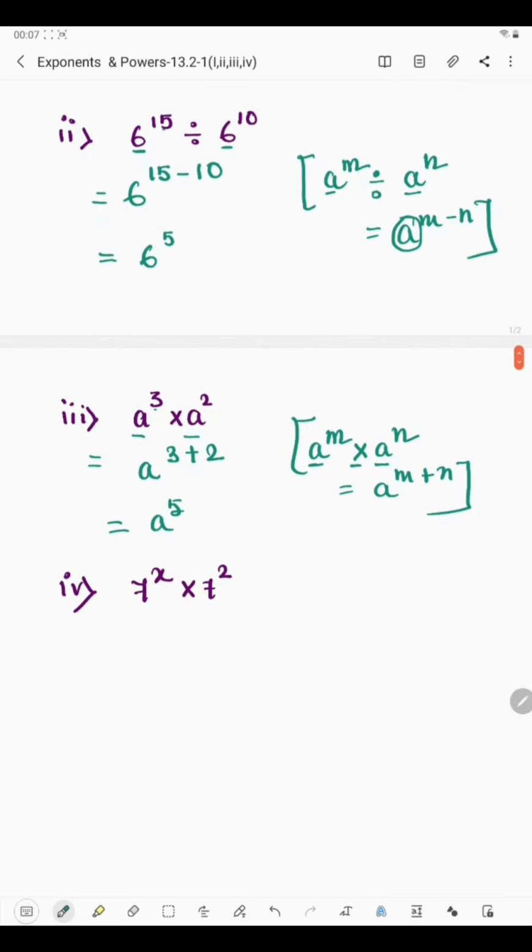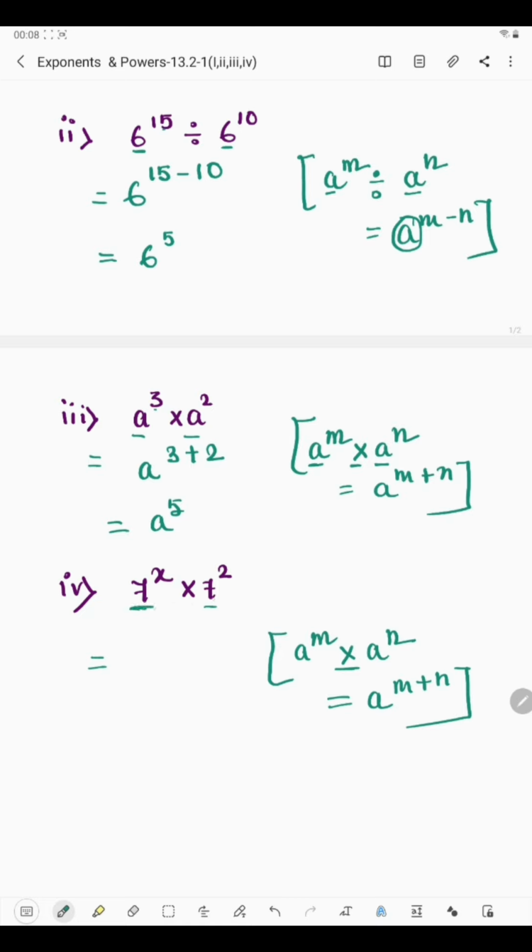Now coming to the fourth part. In the fourth part we have same base again. So when you have same base, suppose a to the power m multiplied by a to the power n, and in between multiply sign is there, then powers will be added. So a raised to the power m plus n.